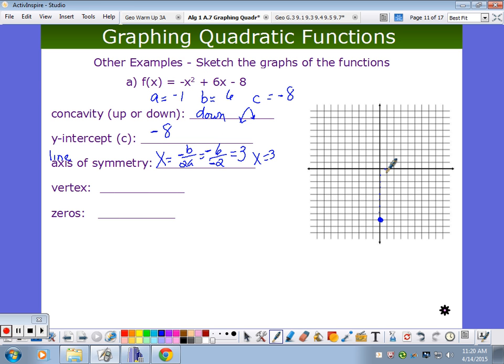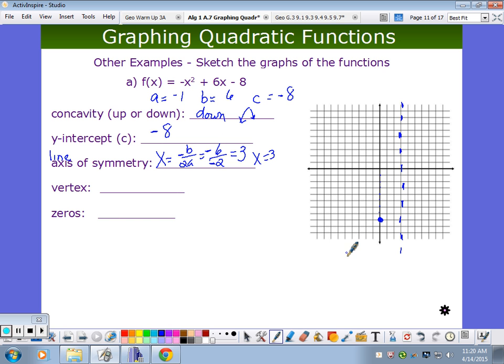Not always x equals 3, in these two examples it was. So I'm going to put a little dotted line there. Y'all doing this with me? Question: is the axis of symmetry formula always negative b over 2a? Yes. Okay. What can I do now that I know the axis of symmetry and I have a point here?